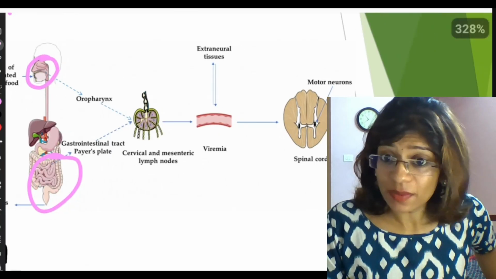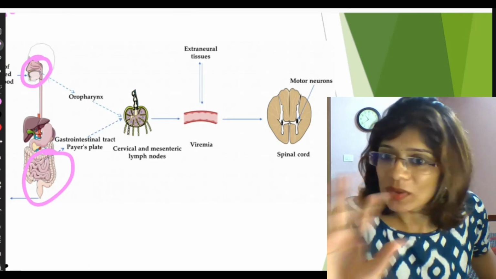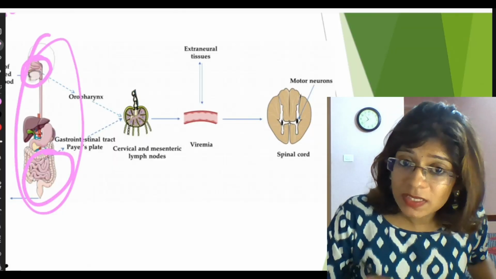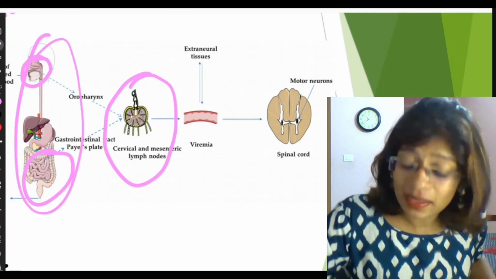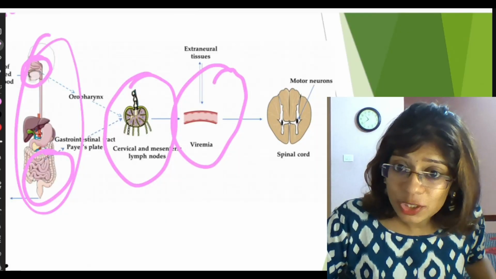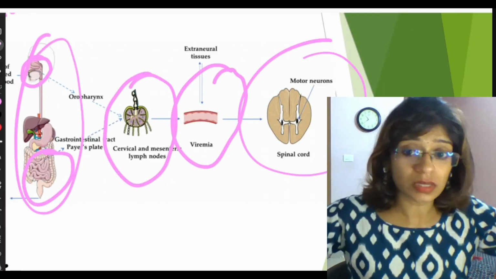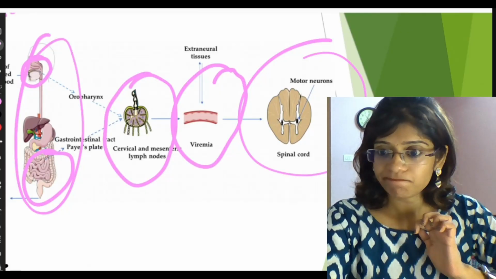And a picture, okay, very important. They'll give you this picture and ask you to identify which virus is causing or affecting these systems. So first the alimentary system, after that it enters the lymphatics, and then it enters the bloodstream. After that it enters the spinal cord and the brainstem, causing paralysis. Understood? Now we'll go back to the question.